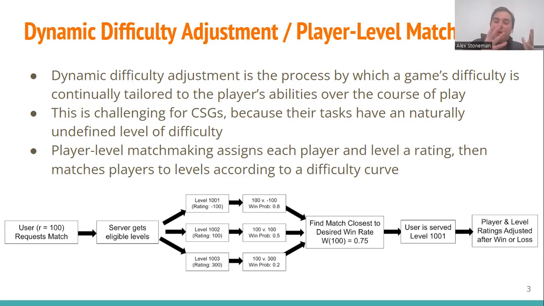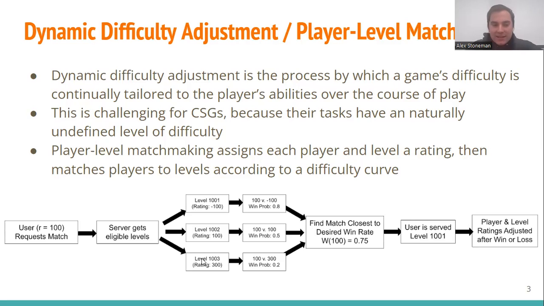However, we've been able to accomplish dynamic difficulty adjustment in citizen science games through the use of player-level matchmaking. And this process assigns each player and each level a rating, typically Elo or Glicko, and then matches those players and levels for each pairing according to a difficulty curve.